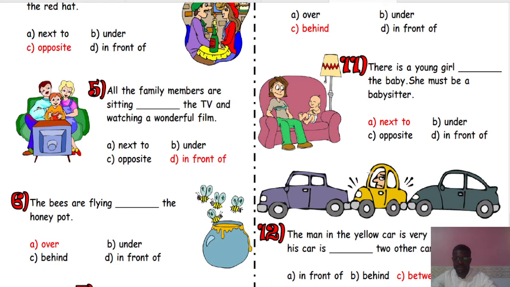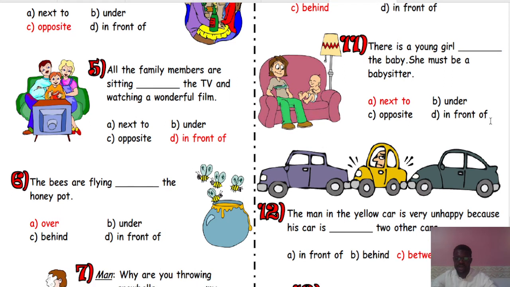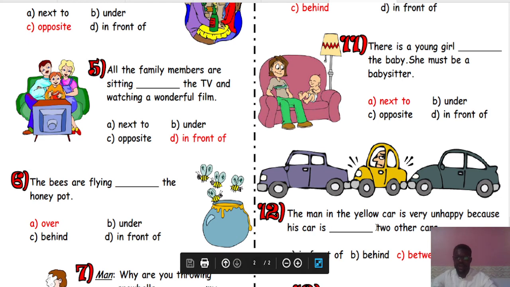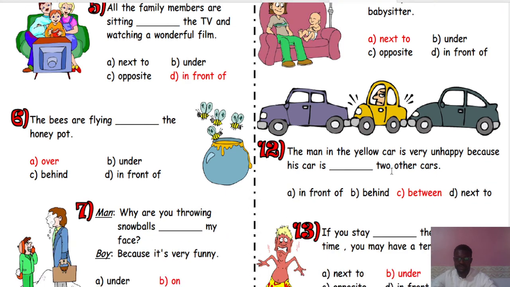The man in the yellow car is very unhappy. When you're unhappy, that means you're not happy. You're angry. The man in the yellow car is very unhappy because his car is between 2 other cars. Between. See, is between 2 other cars. This other car, this one is between.